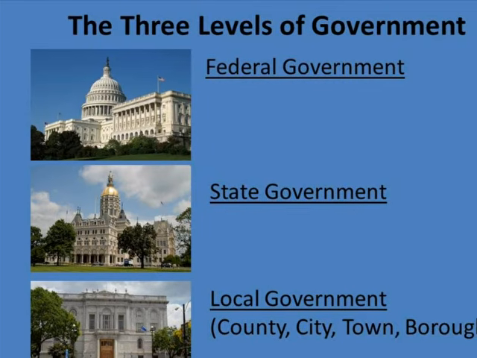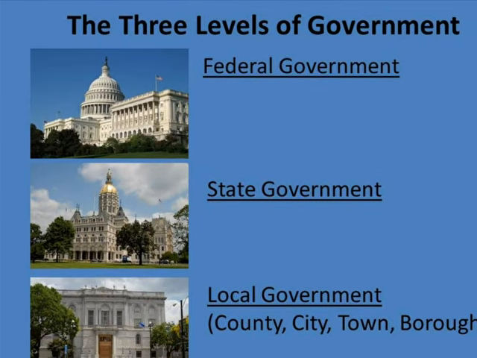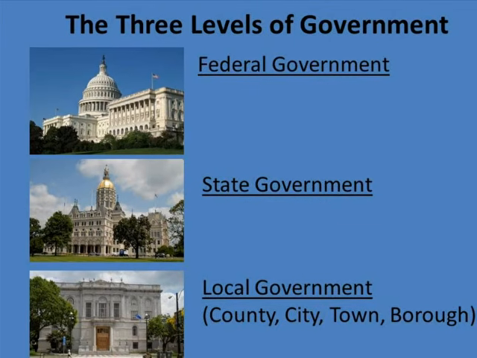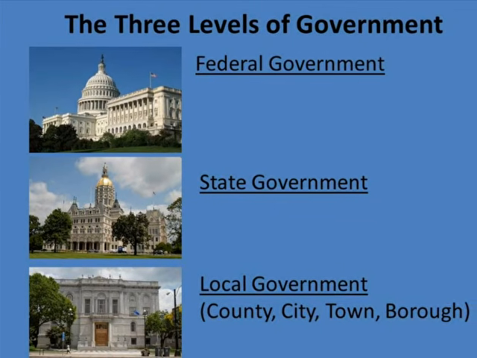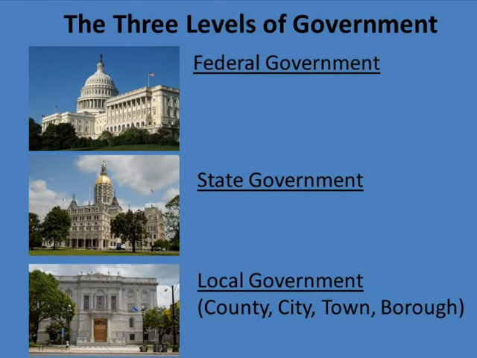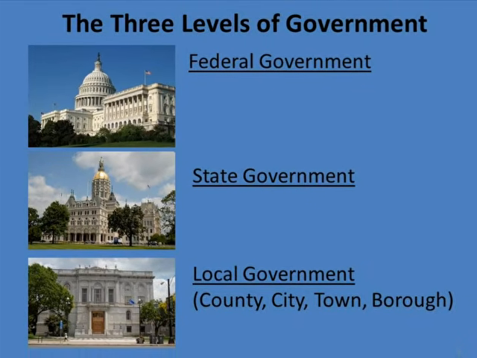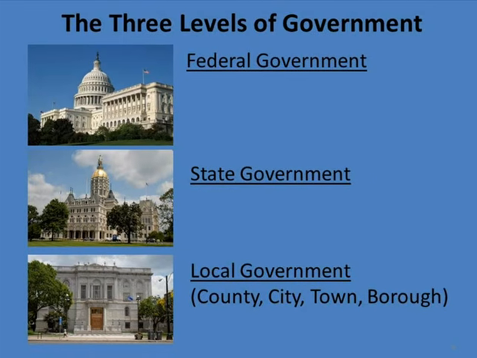Below the federal government are the 50 individual state governments. State governments have many of the same powers and responsibilities as the federal government. However, the power of a state government is limited to that state. Each state government also has many local governments below it.